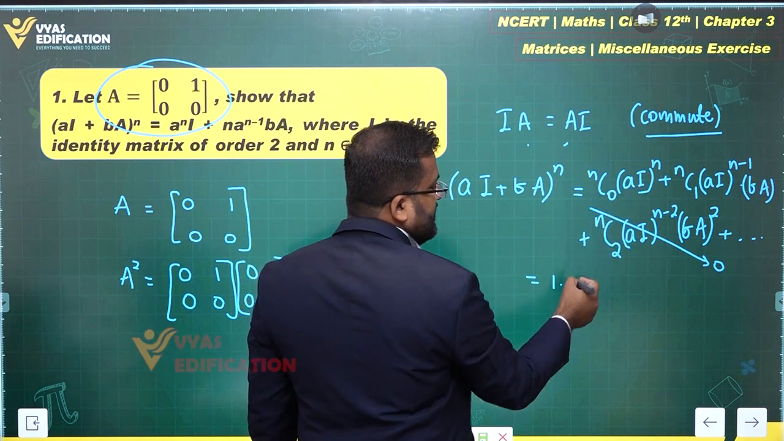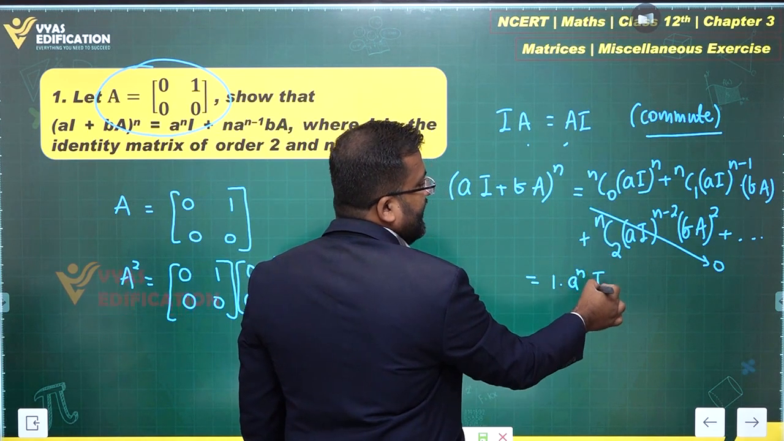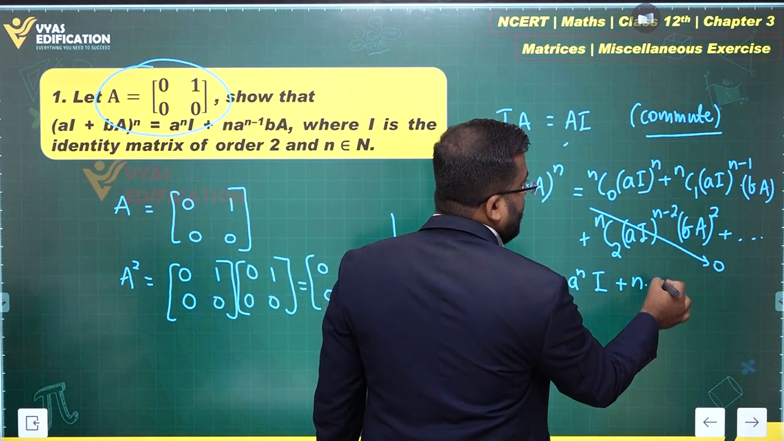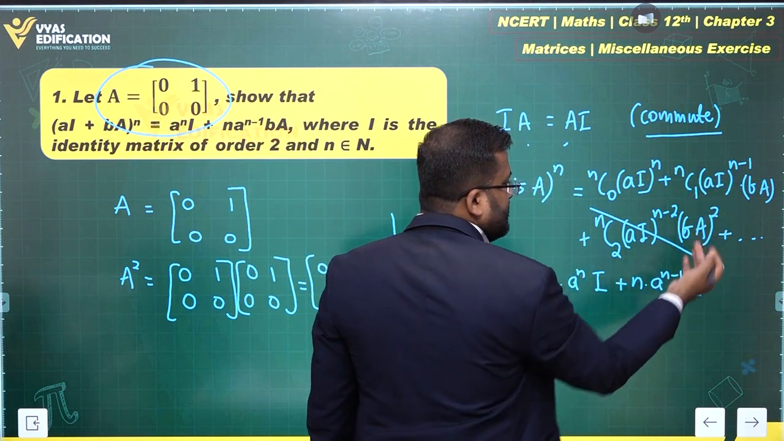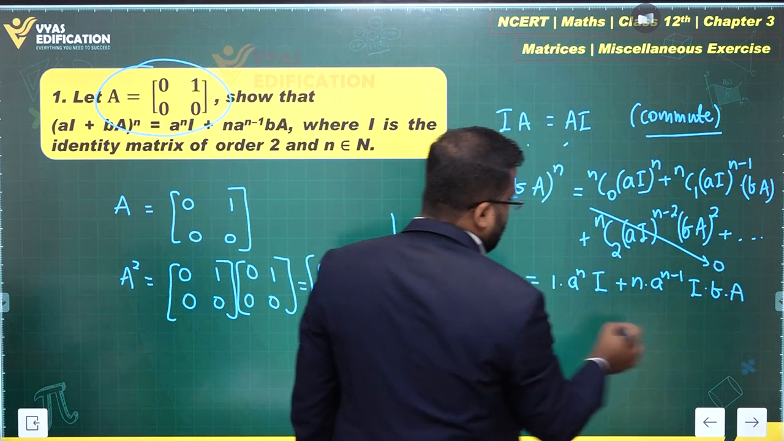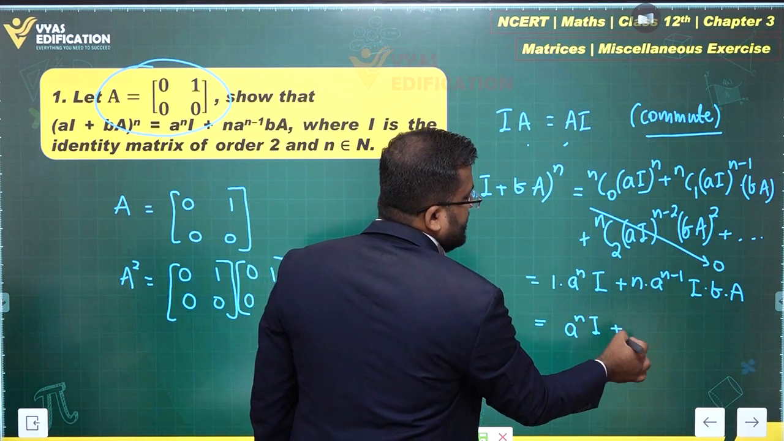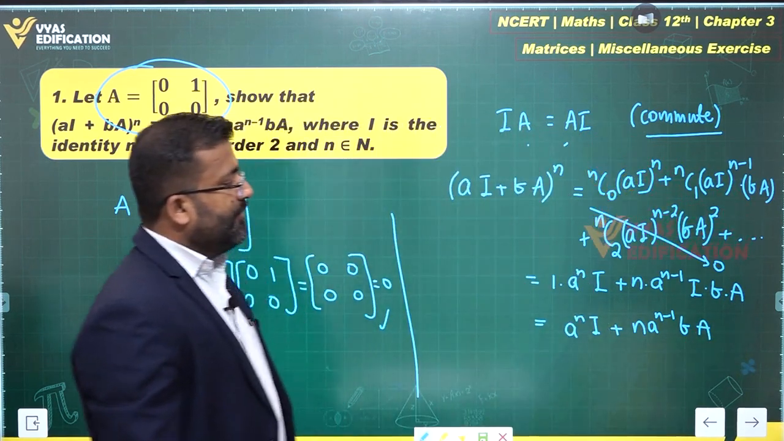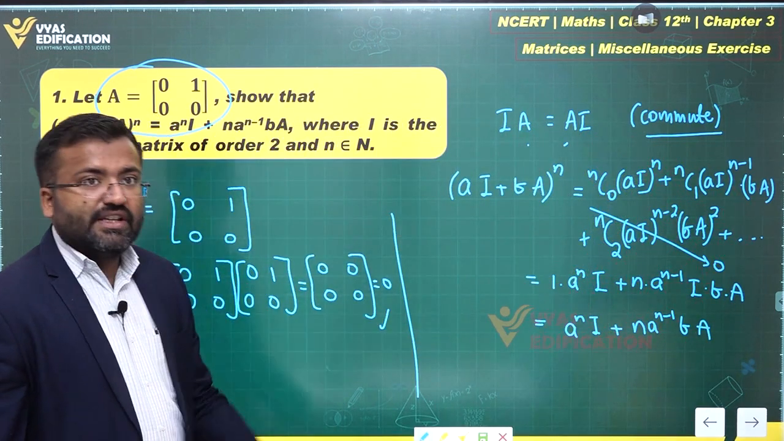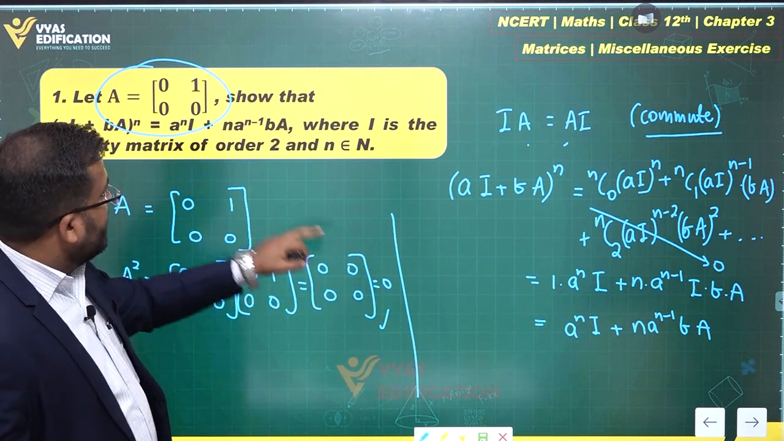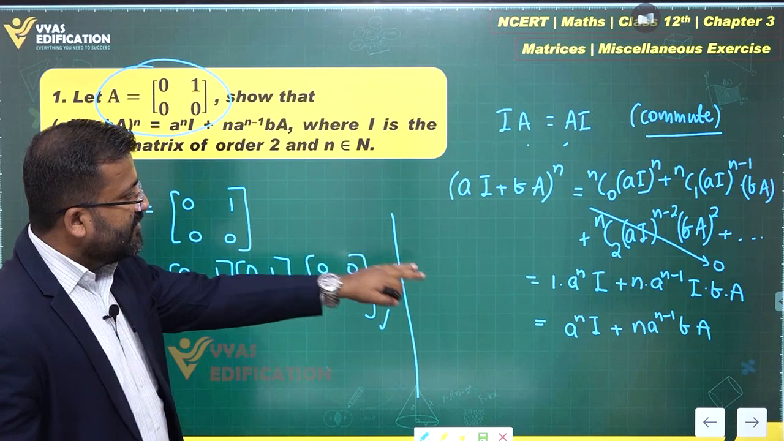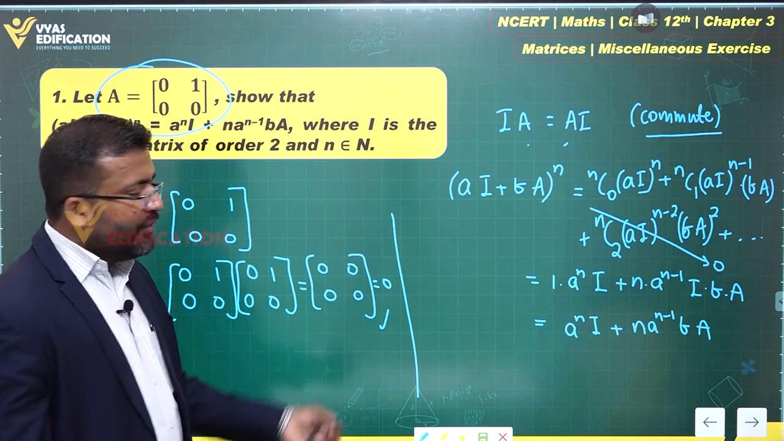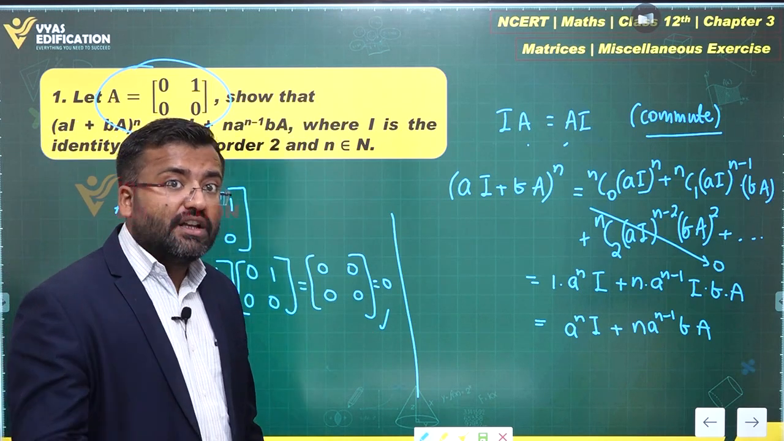NC0 is 1. This is A power n, I power n. I power n is I only, right? Plus NC1 is n, A power n minus 1. I power n minus 1 is I. This is B times A, and what you get over here is A power n I plus n A power n minus 1 B. I A would be equal to A. So this expansion is equal to this: A power n times I plus n A power n minus 1 times B times A. This is what you get, and this is what we started with proving, right? This is what we wanted to prove. We have proved that, yes. But this is using ideas of binomial.